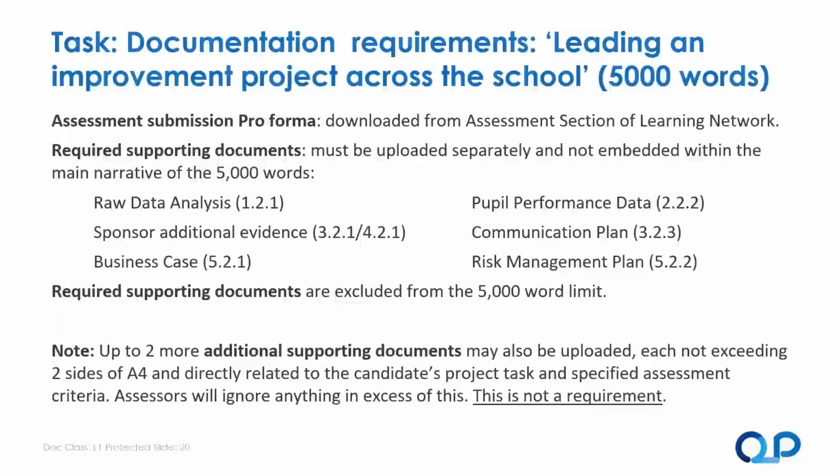So in addition to your submission pro forma, you can see from the slide that you have got to put those required supporting documents in, which is quite a lot, so 6 additional documents, but again, they don't count towards the 5,000 words. And then you are entitled to put up to 2 more additional supporting documents in. You do not have to, but some people do if it supports areas or specific criteria.